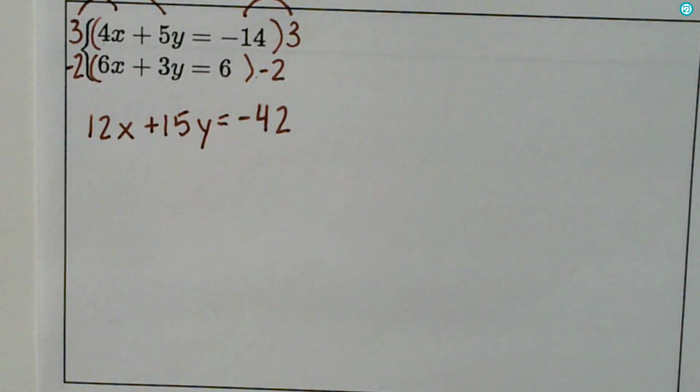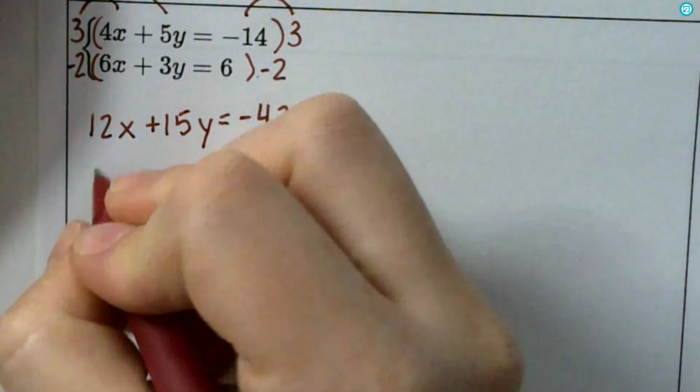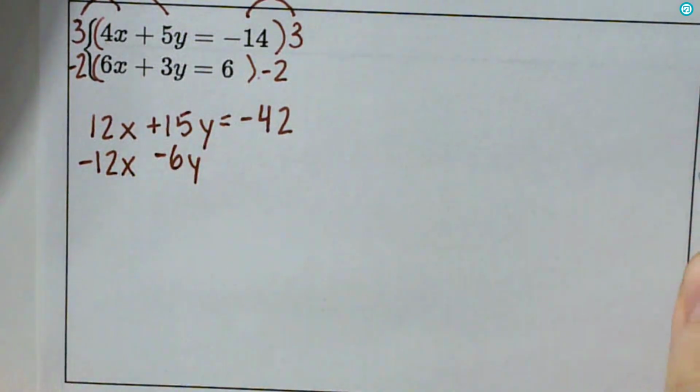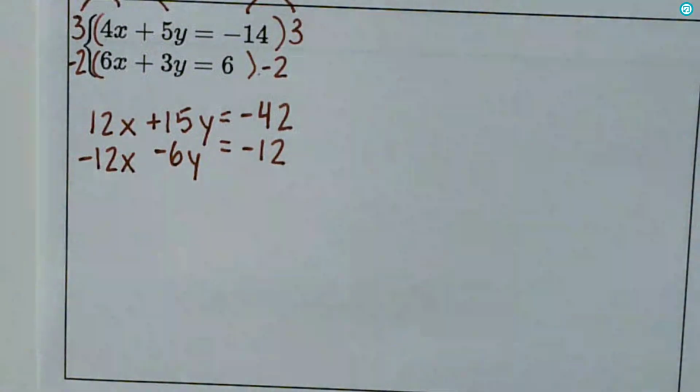All right, the bottom equation, negative 2 times 6x is negative 12x. Negative 2 times 3y is negative 6y. And 6 times negative 2 is negative 12. So I now have 2 new and improved equations.